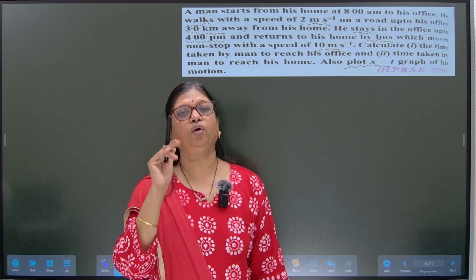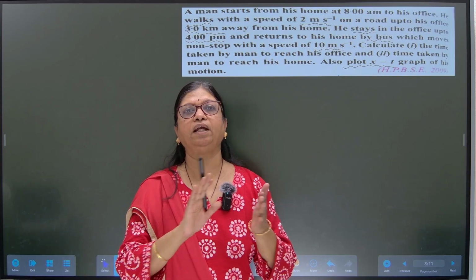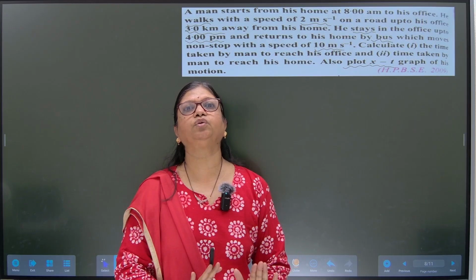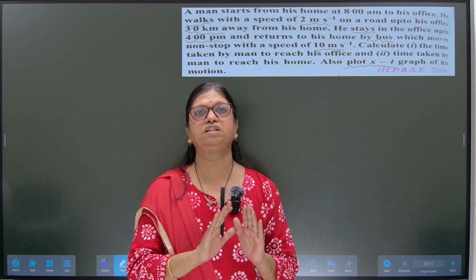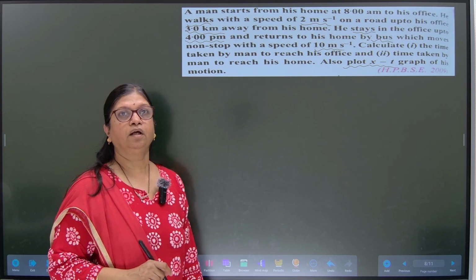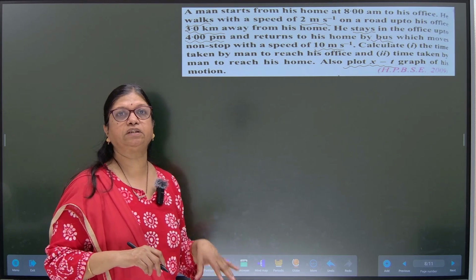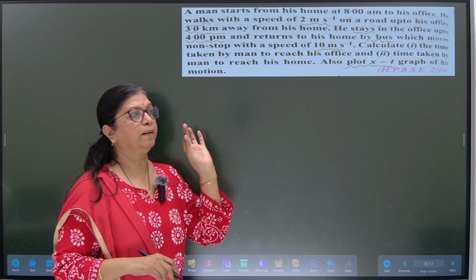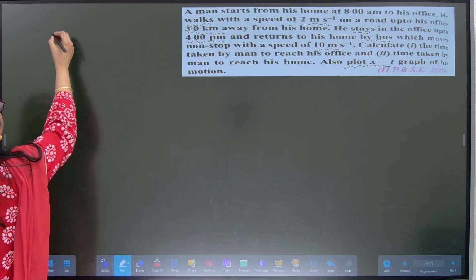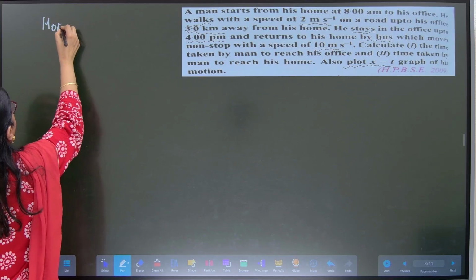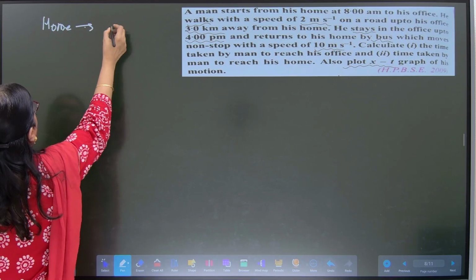Fine. So read the question coolly, understand the story, fine, and write down the given data. That is our first work. Fine. Now after reading the question, let us divide the question into two parts. Man is first going from home to office.